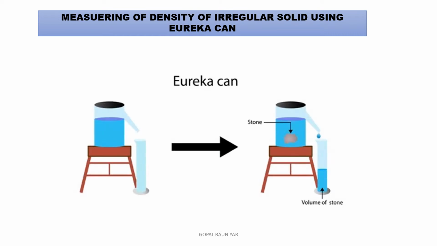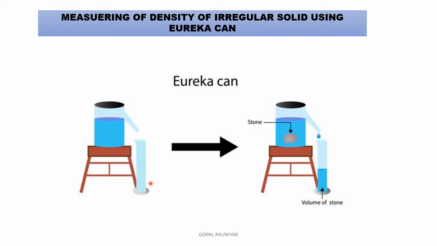A Eureka can consists of an iron vessel which is provided with a spout. Let's see here, this is a Eureka can and this is a spout. Fill the Eureka can with water till the water is at the point of overflowing, meaning we have to fill the water just below the overflowing point. After that, we have to put a measuring cylinder under the spout of the Eureka can.